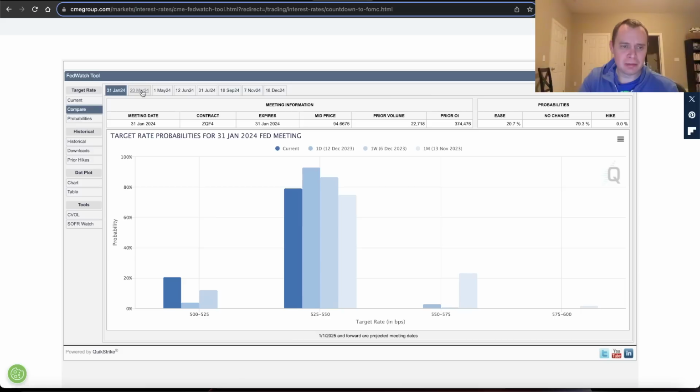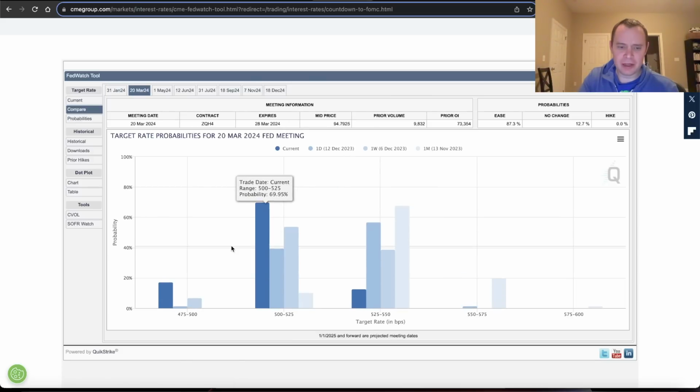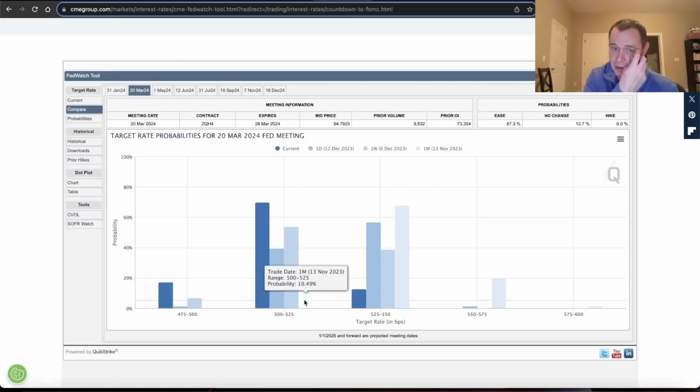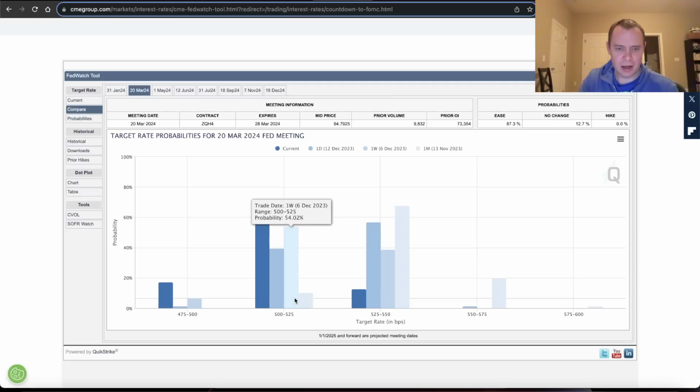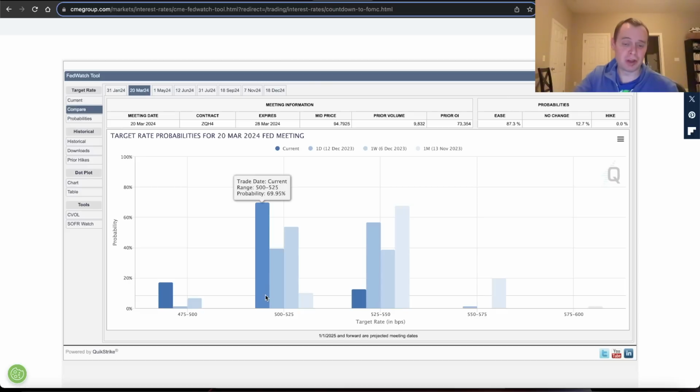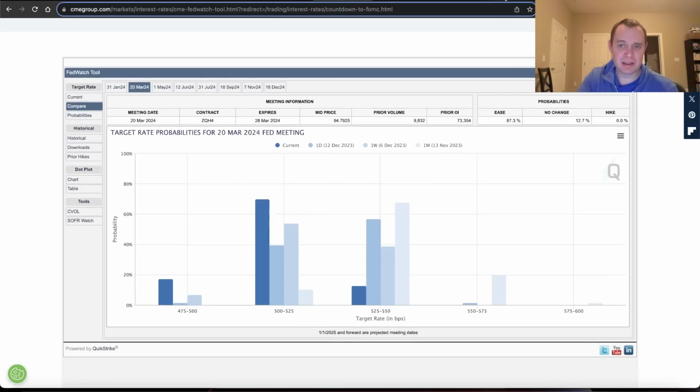Today, let me go to the March meeting. So if you look at the March meeting, you can see that a month ago there was a 10% probability of a rate cut. A week ago there was a 54% probability. A day ago a 40% probability, and now today a 70% probability of a rate cut by March. So the market's paying attention to what Powell is saying.